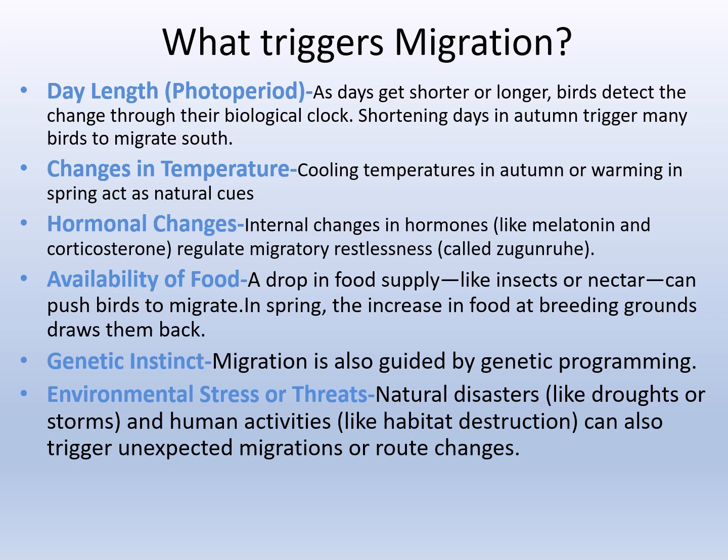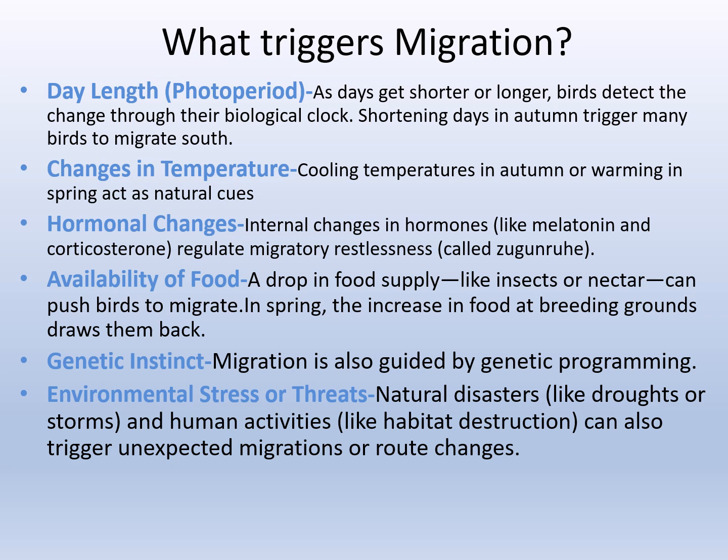What triggers migration? Just now we have seen the reasons, so let's see what triggers migration. The first one is the day length or the photoperiod. As the days get shorter or longer, birds detect the change through their biological clock. The shortening days in autumn trigger many birds to migrate south. Changes in temperature. Cooling temperatures in the autumn or warming in the spring act as natural cues. Hormonal changes. Internal changes in the hormones like melatonin and corticosterone regulate the migratory restlessness.